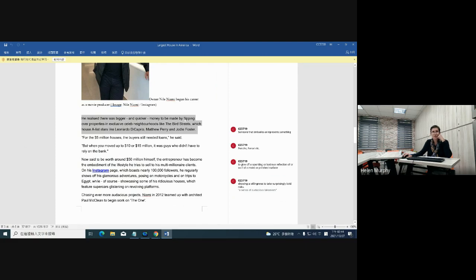Okay, so we can say flipping or flipping over. Both of those terms are okay. And where is he flipping properties? In exclusive celeb, which is short for celebrity, neighborhoods. Okay, and here we know that these neighborhoods house A-list stars like Leonardo DiCaprio, Matthew Perry, and Jodie Foster. Okay, so these streets, when we use the verb to house, that means we know these celebrities live there.